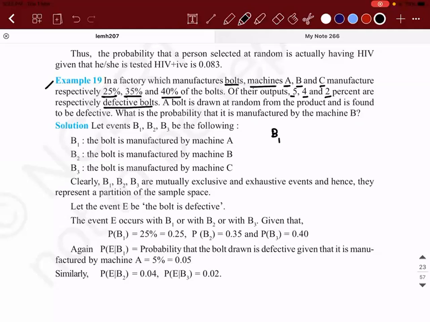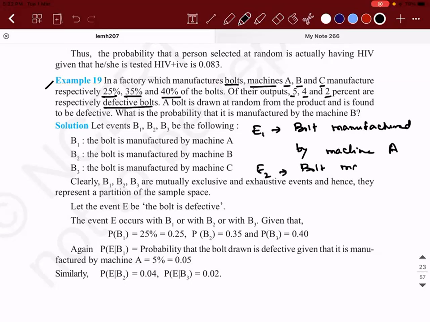So, I will take event one. I'll go with the same notation. So, what is event one? Bolt manufactured by machine A. What about E2? Bolt manufactured by machine B. What about E3? Bolt manufactured by machine C.